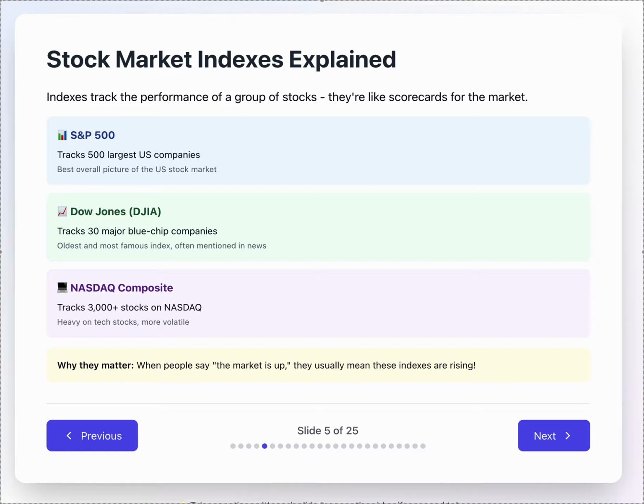Then there's the Dow Jones Industrial Average, or just the Dow. This one only tracks 30 major companies, but they are really big, established companies. We call them blue chip stocks. The Dow is the oldest index and it's the one you'll hear about most often on the news.